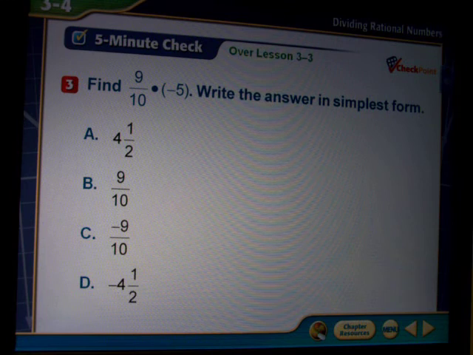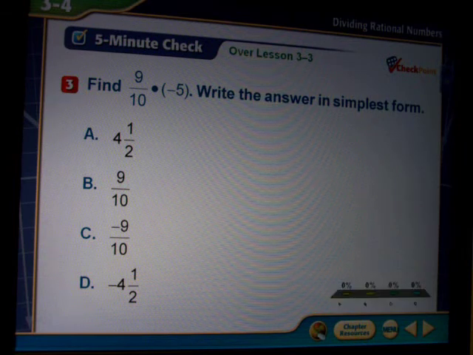Now find 9 tenths times -5. Write the answer in simplest form. Is the answer A, 4 1/2, B, 9 tenths, C, -9 tenths, or D, -4 1/2? And your answer is D. Remember that -5 is the same as -5 over 1. And so when you multiply those across, you end up with -4 1/2.